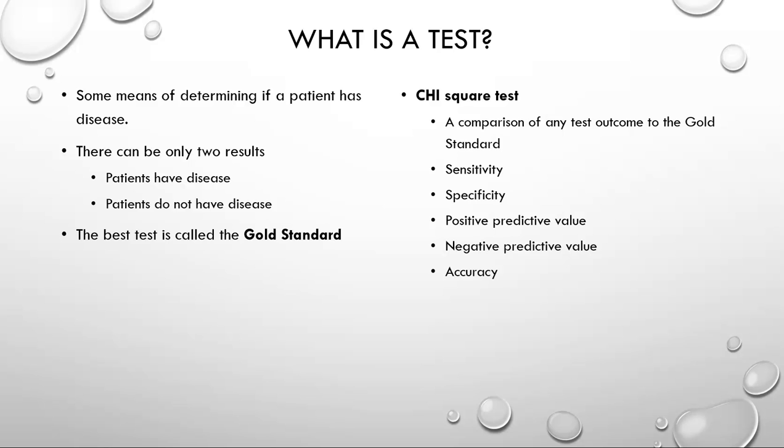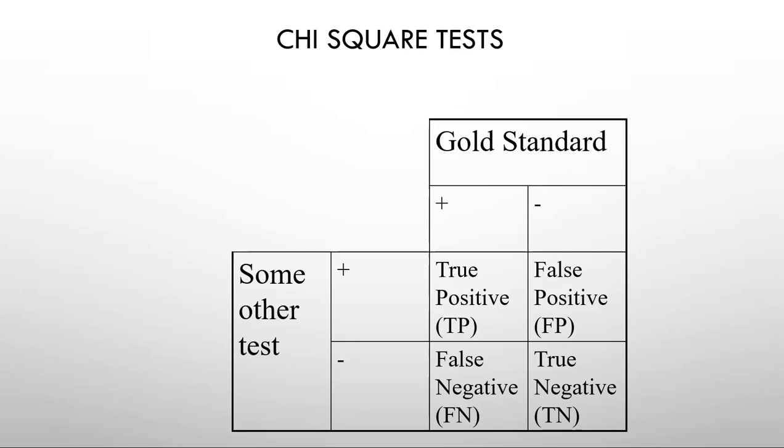So the gold standard, as we said, shows either there was disease, the test is positive, or there was no disease, the test is negative. If we use another test and compare it to the gold standard, this other test will either show that there was disease and it's positive, or there was no disease and our test was negative. If both the gold standard and the other test match, we call that a true positive. If the gold standard and the other test match and it's negative, we call that a true negative.